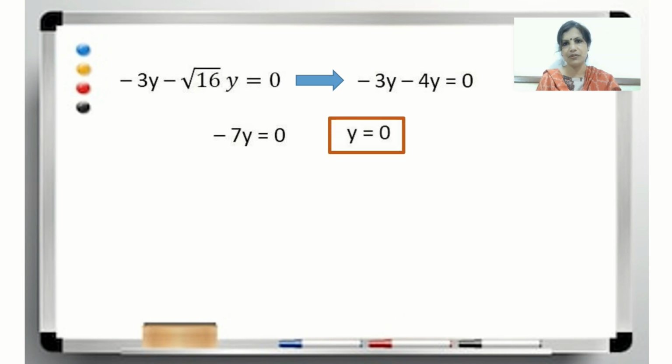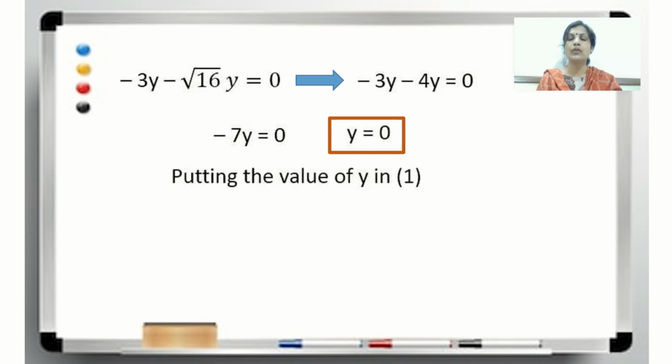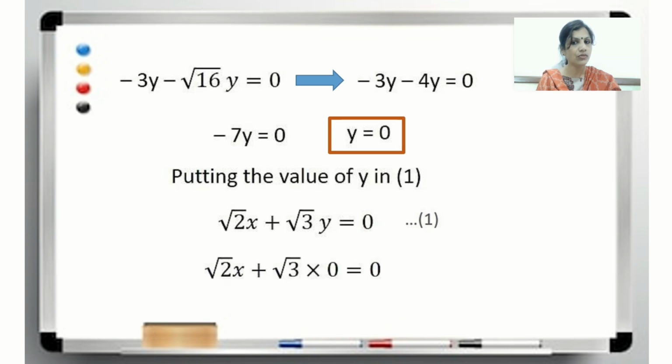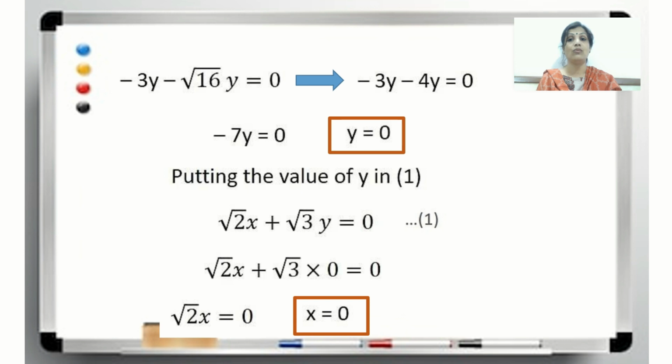y will be 0. Now put this value of y in any of the equations to get the value of x. So what do we do? We'll substitute the value of y in equation 1. But what is our equation 1? It is √2x + √3y = 0. Put y = 0 here. So we get √2x + √3 into 0 = 0. √3 into 0 will be 0. So √2x = 0, and so x is also 0.